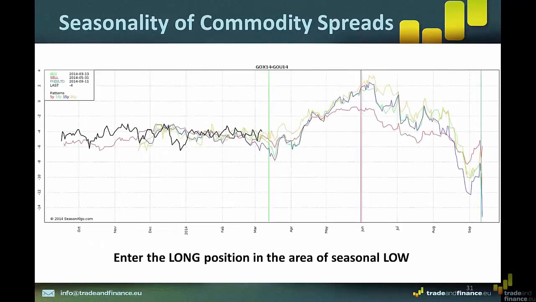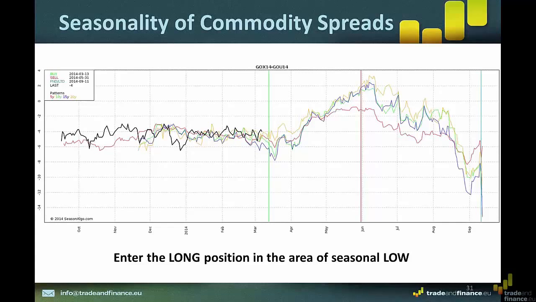So here you can see another chart that was found by the SeasonAlgo platform. Here we can see again the trading window. This is the beginning of the trading window and the end of the trading window. That means that the SeasonAlgo analyzed trades which are available in the database. And this trade was one of the most profitable and most winning trades in the past.